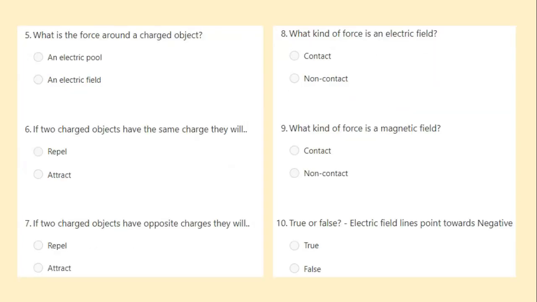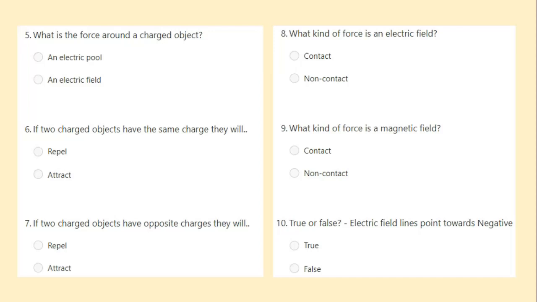Here we have questions 5 to 10. Question 5 is: what is the force around a charged object? Is it an electric pull or an electric field? Question 6. If two charged objects have the same charge, will they attract or repel? You need to choose which one.